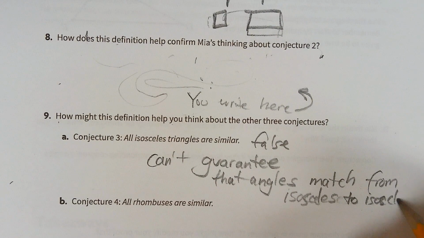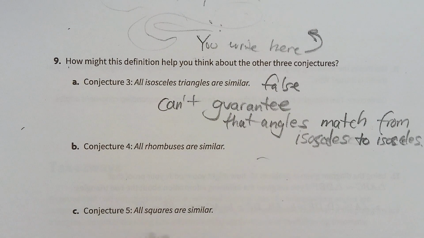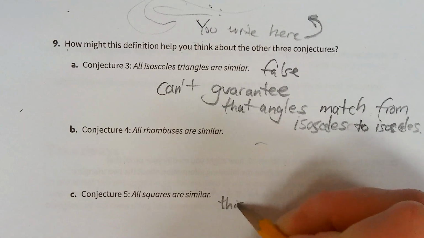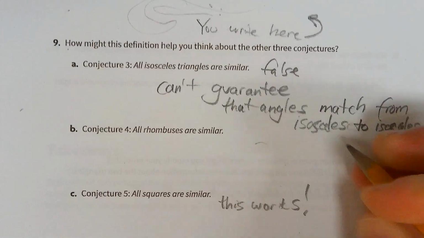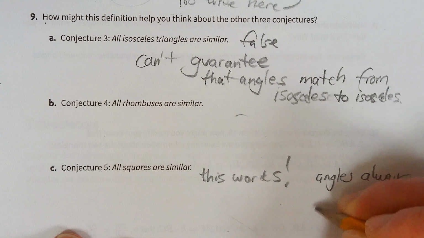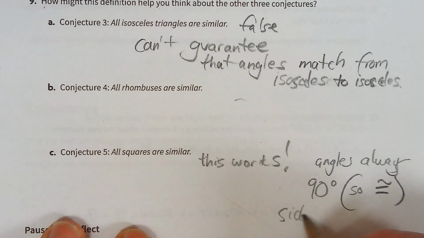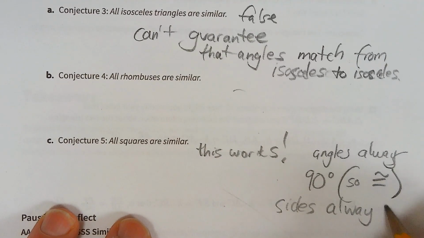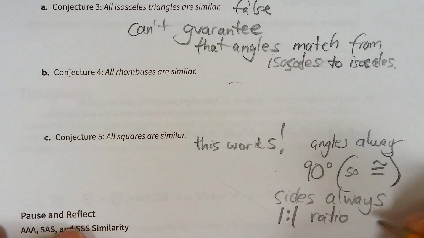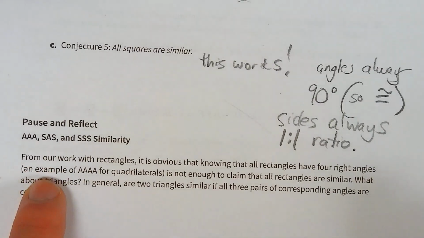Oh my gosh. Same thing with rhombuses. Now squares you can guarantee, and actually squares work. This works. Angles are always 90, so they're congruent. Sides are always a 1-to-1 ratio. Bam. So all sides scale up the same.